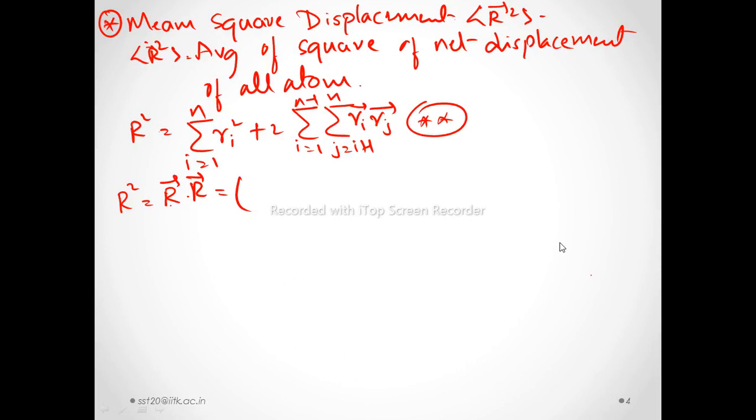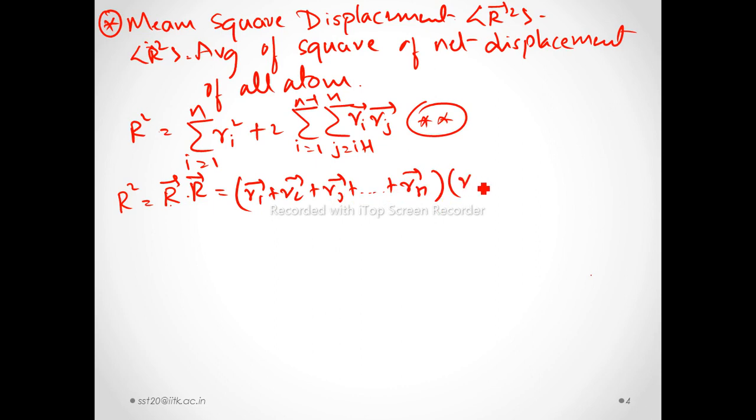Sorry for the interruption. I am continuing the derivation from the previous video. That is, we know the values R bar, that is R1 bar plus R2 bar, R3 bar up to Rn.